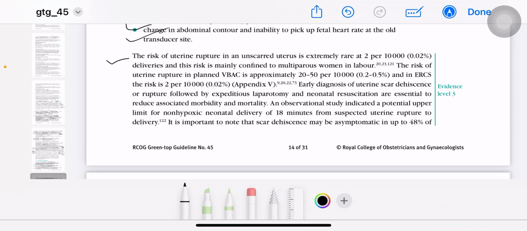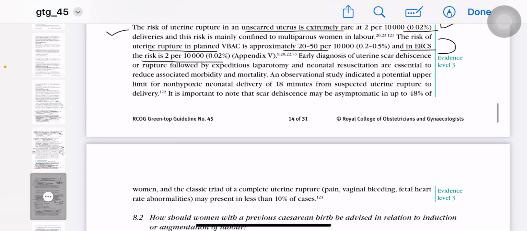The risk of uterine rupture in an unscarred uterus is extremely rare, that is 2 per 1,000, 0.2%. And the risk of uterine rupture in planned VBAC is 20 to 50 per 10,000, and in emergency cesarean is 2 per 10,000. So these are also important percentages.